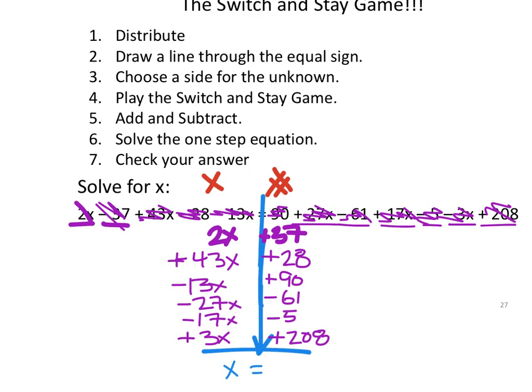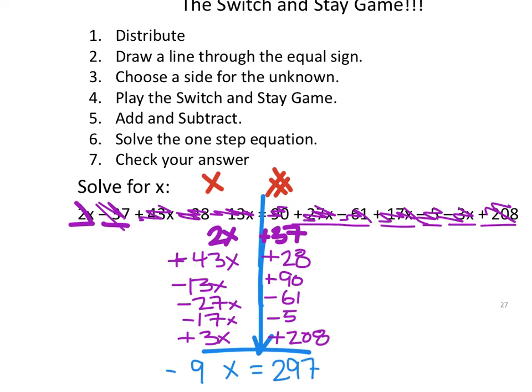You know, I'm going to go to my calculator for that. I'm just going to type in 2 plus 43 minus 13 minus 27 minus 17 plus 3. Gives me negative 9x, you guys. And then I'm going to add all the numbers on the right side there. So 37 plus 28 plus 90 minus 61 minus 5 plus 208. Just using a calculator, this gives me 297.